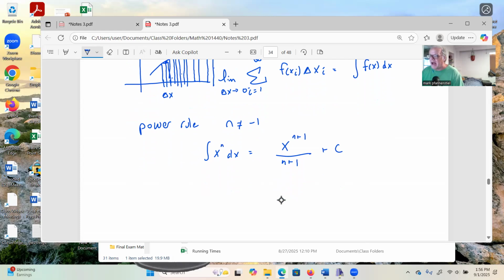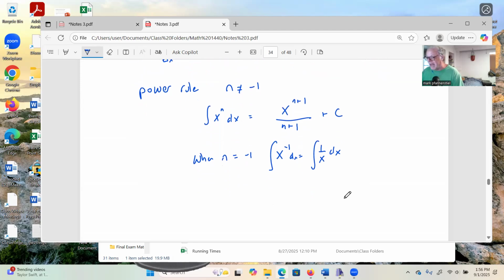Now, what happens when n is equal to -1? When n equals -1, we have x to the -1, or 1 over x dx, and I want to integrate that. Well, that's a special rule, because if I add 1 to it, I'm going to get x to the 0 over 0. That's not going to work out for anybody. So we have a special rule here, and that is the natural log of the absolute value of x.